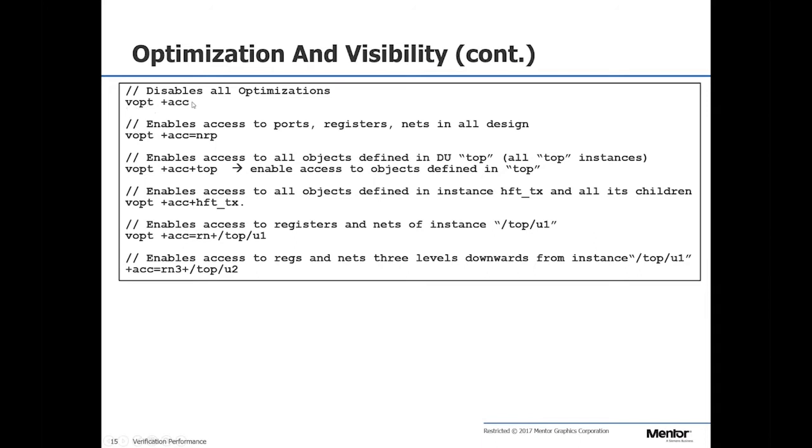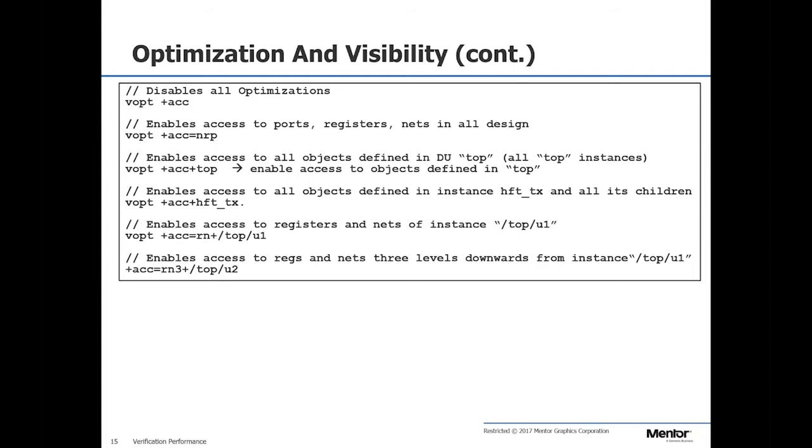So right here, I'm going to run the vopt, and there's going to be a bunch more arguments here. But right here I've said vopt +acc. I don't agree with this comment. It does not disable all optimization, but it does limit the optimizations that can be done because you're preserving all of the internal signals. Depending on your design, that might be a 10% effect, or it could be a 2x effect by doing that +acc.